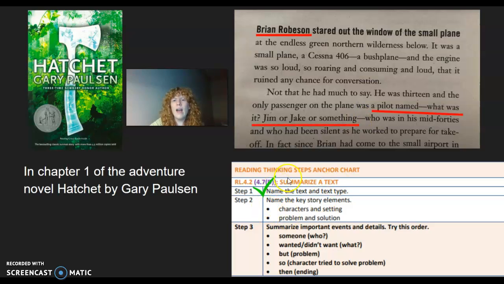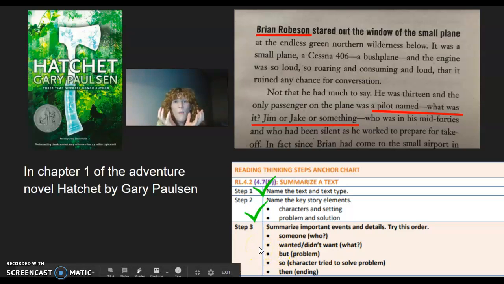All right, now I gotta look for setting. Well, I know the setting is the when and where of the story, and I just read that he was over at the Canadian wilderness. All right, I got my setting. Now I gotta think, were there any problems in this chapter? Ooh, I remember at the end of the chapter, the pilot died. Oh my God, that must have been really scary. All right, I got step 2 done. Check. All right, now I'm gonna go to step 3.